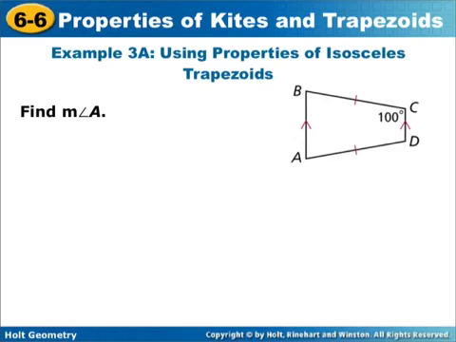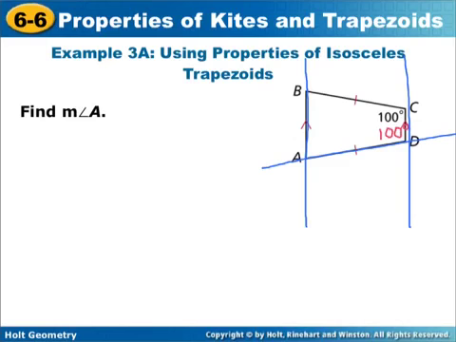Trapezoids, especially isosceles trapezoids, have base angles congruent. So I would know that this angle over here was 100. C and D are going to match. But how could I get those other two? Well, here's what I want you to think of. I want you to go back a ways to when we had two parallel lines, because we know those two are parallel, and a transversal.